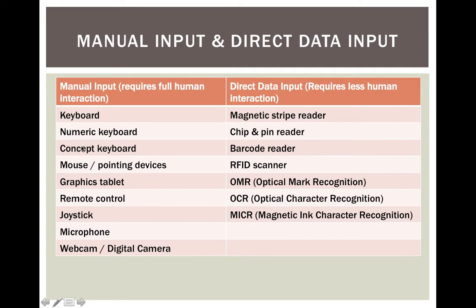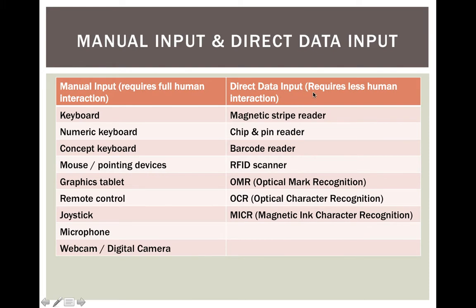A concept keyboard is where the letters or the numbers are replaced with shapes or icons. So, for example, when you go to a fast food restaurant and you have the on-screen selection where you pick your meals, you don't type anything in, you're picking pictures of what you want. That's a concept-based keyboard. Mouses and pointing devices, graphics tablets, remote controls, joysticks, microphones, webcams and digital cams.